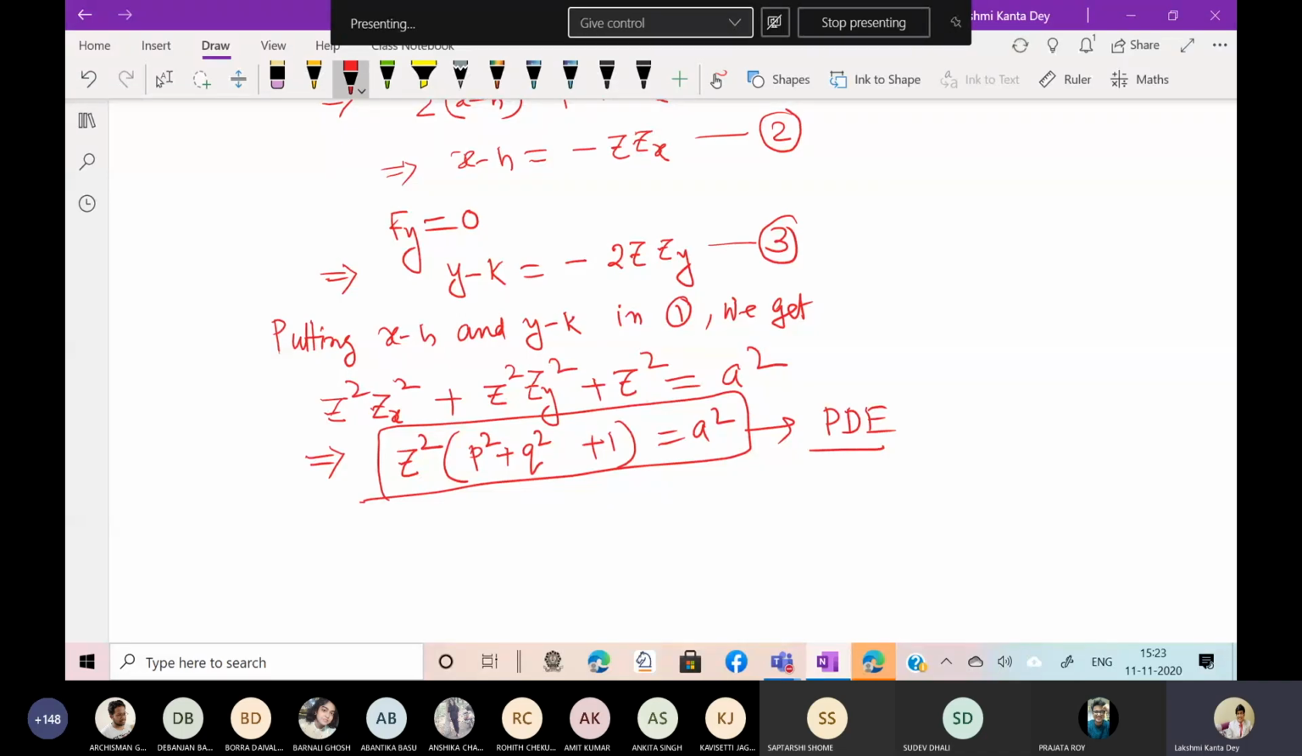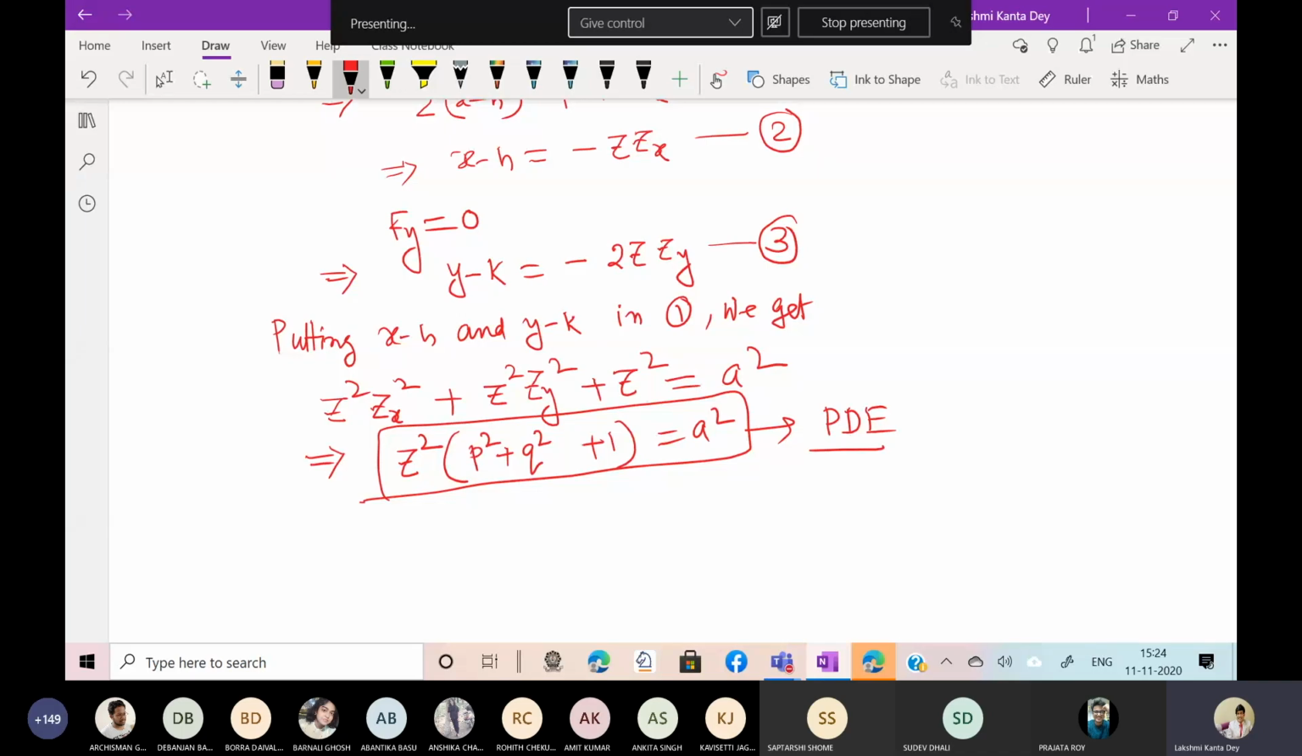What could be the order of this partial differential equation? It's first order. Very good. Is there any possibility of getting order more than one? No, because here the number of independent variables and the number of arbitrary constants are the same. So the order of the differential equation is 1, and this differential equation is unique.